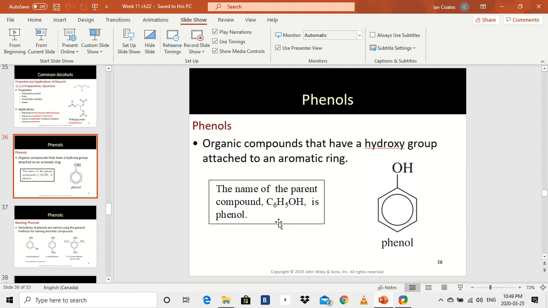It's an organic compound that has a hydroxyl group attached to an aromatic ring. And this is it right here. So it's a benzene with an alcohol group, and it's just phenol. There is no 1-phenol. There's no 2. That's it. There can be a 1,2 or a 1,3, but if it's just a single hydroxyl group on it, no.